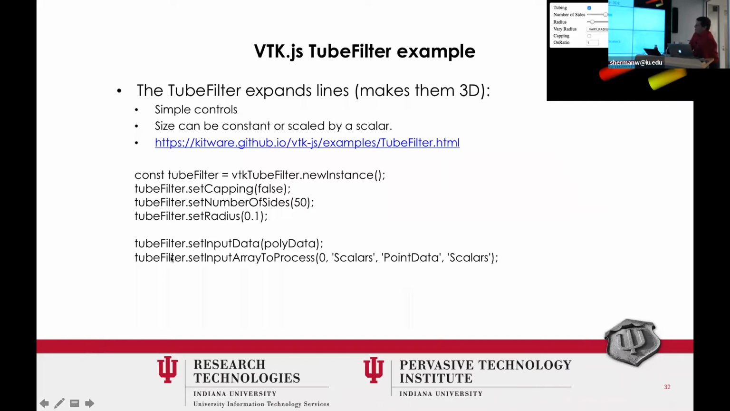Anyway, so you set that tube filter to that input, and then I'm not showing the mapping. Then you send it through the polygon mapping, and the rendering, you get this, right? And here's the number of sides, which I can change, but by default it sets it to 50, and there are some other controls there.